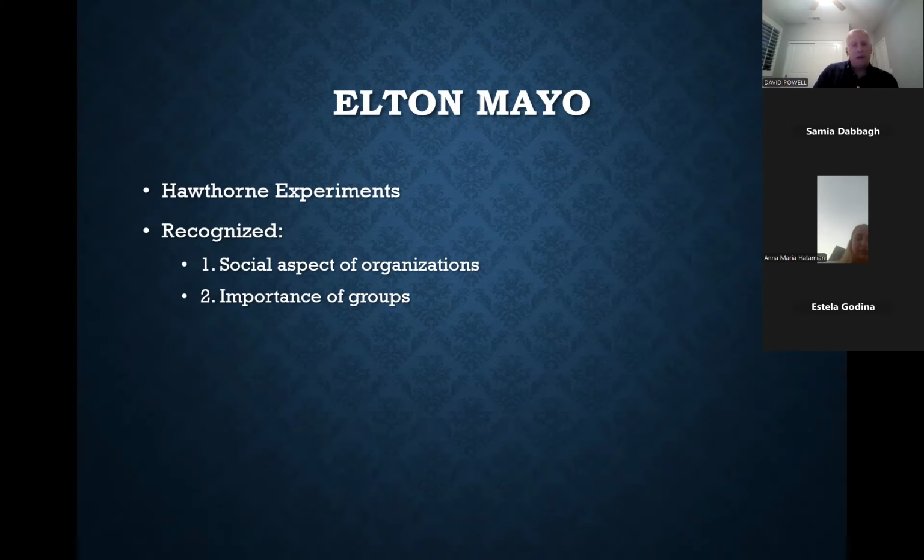So what determines how productive workers are going to be? He starts with a physical stimulus. He said, let's start very simple. If we alter a physical stimulus, such as something as simple as the level of lighting within the factory, if we turn up the level of lighting, people will be able to see better and they'll become more productive. So they turned up the lighting level, and sure enough, people became more productive.